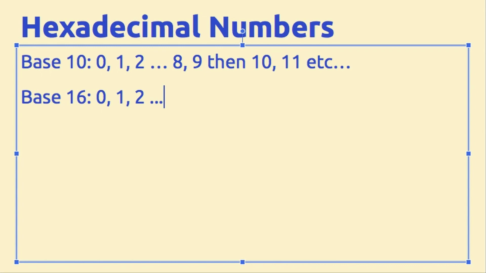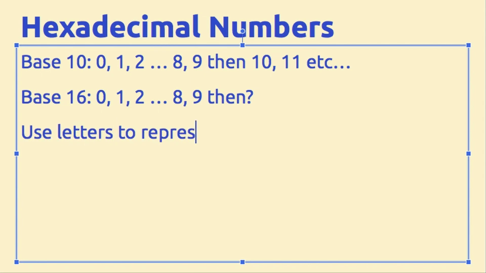In base 16, so in hexadecimal, we go 0, 1, 2, and so on, 8, 9, and then what do we do? Because we can't use the number 10 because that's 2 columns worth of numbers. We've got to have a single column. So we use letters to represent numbers instead. 10 is A, 11 is B, 12 is C, 13 is D, 14 is E, and 15 is F.